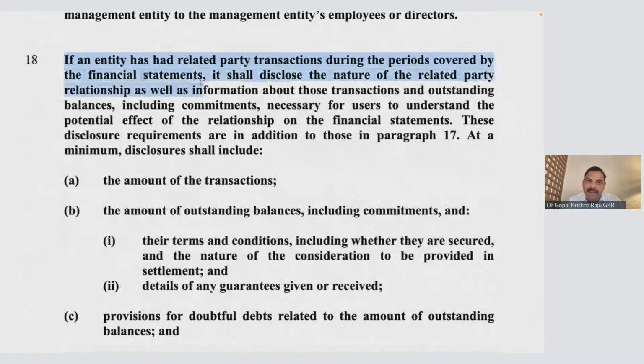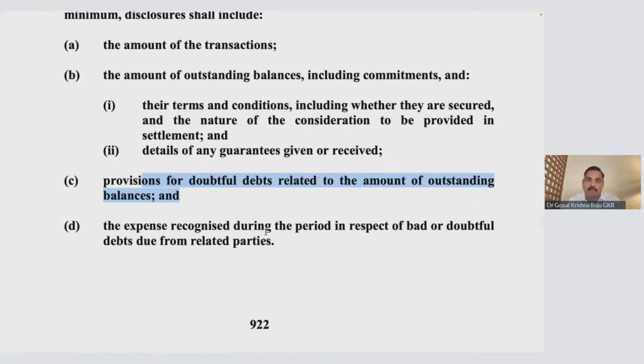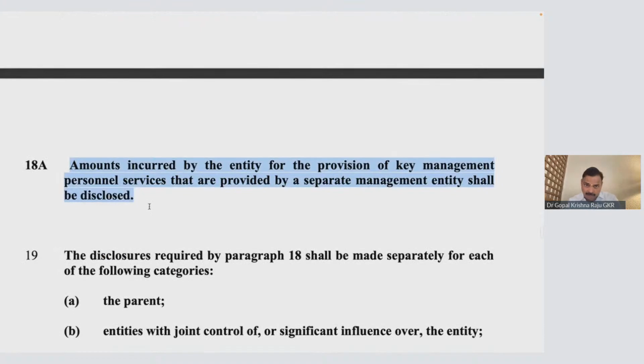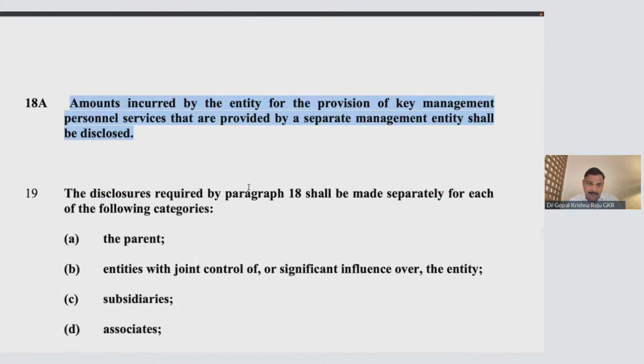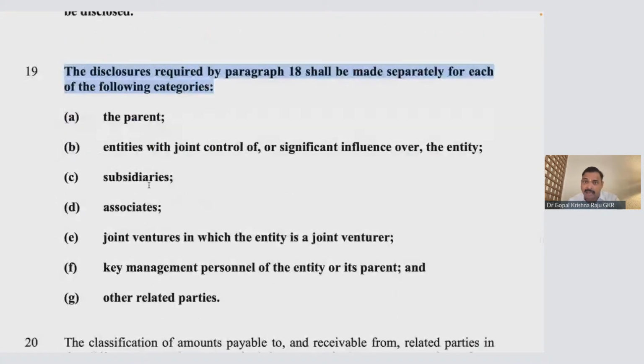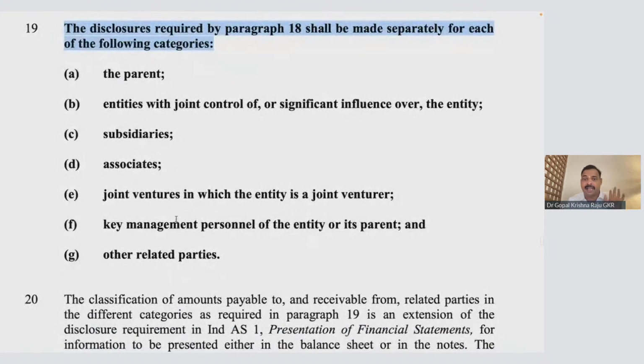If an entity had a related party transaction, you must give minimum disclosure: amount, outstanding balances, doubtful debts with respect to the outstanding balances, expenses recognized on that, and amount incurred by the entity with respect to the KMP. Disclosures are required to be made separately for parent, joint control, significant influence, subsidiary, associate, KMP, and other related parties.